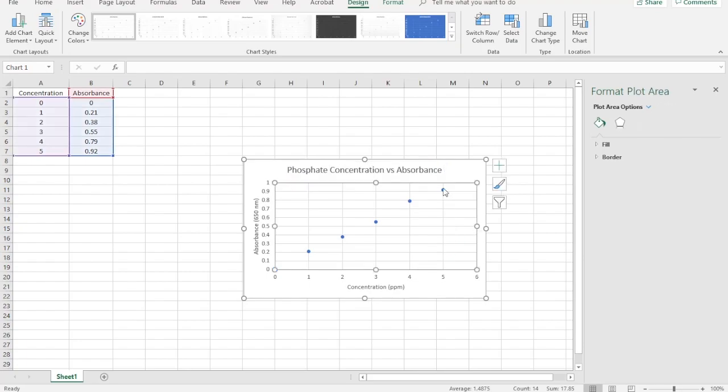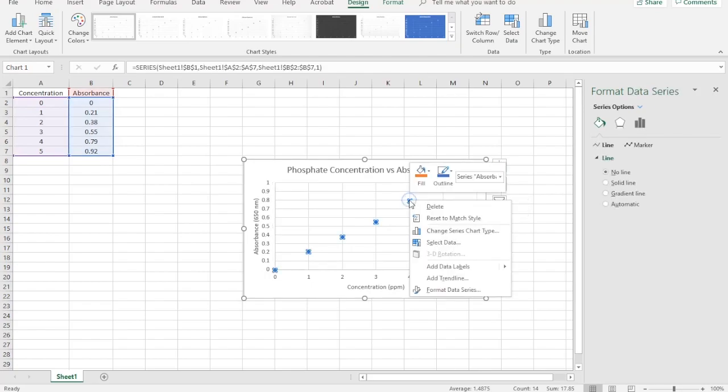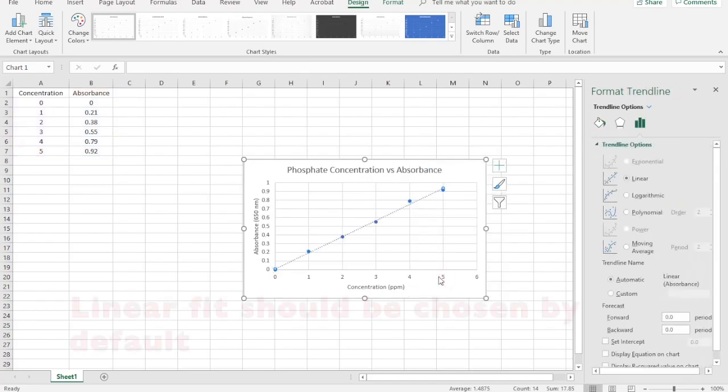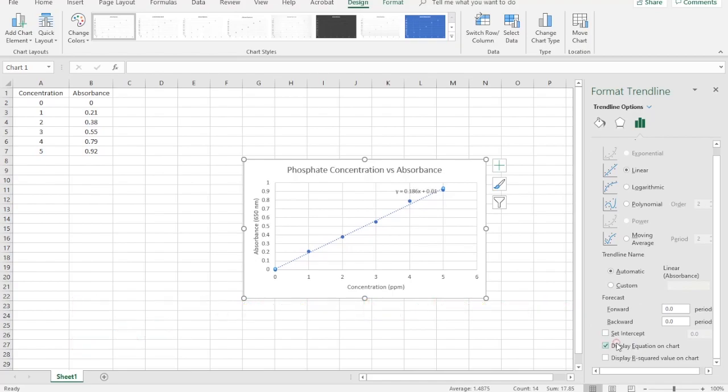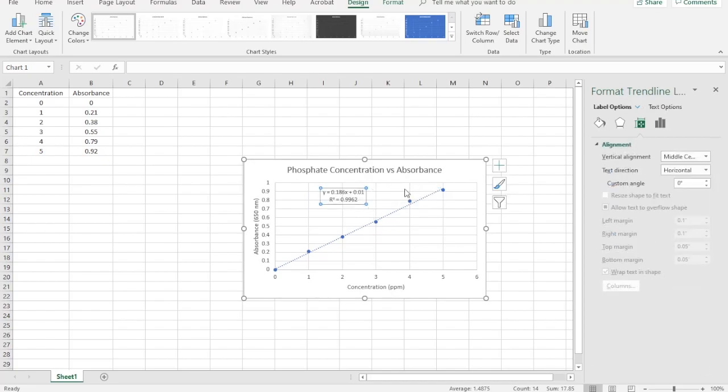All right, now the next thing we want to do is add our trend line. So we'll see our data points here. So let's pick one of the data points, right click on that, and choose Add Trend Line. And we go over here to the right and scroll down, and we want to display the equation on chart and also display the R squared value on chart as well. And you can always just move this around if it happens to lie on one of the data points.